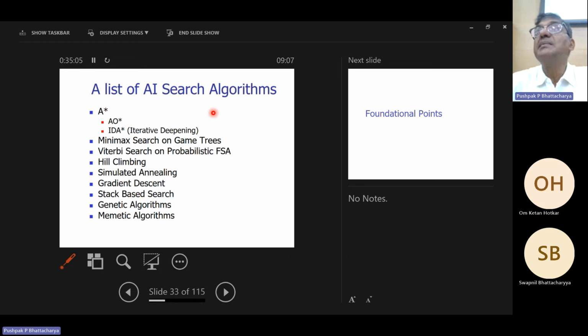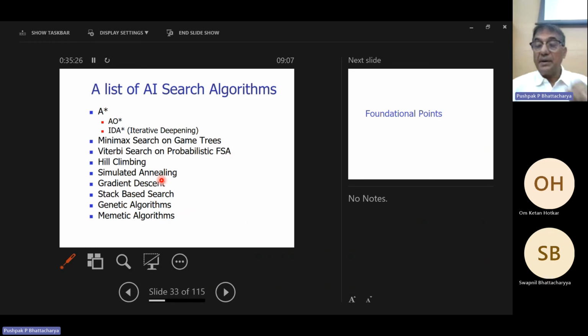And they were extensively explored in the 1980s and 90s, with umpteen papers coming out on these AI search algorithms. But all of them are based on some variation of A star, except Viterbi, which will also be covered in the class after some time.